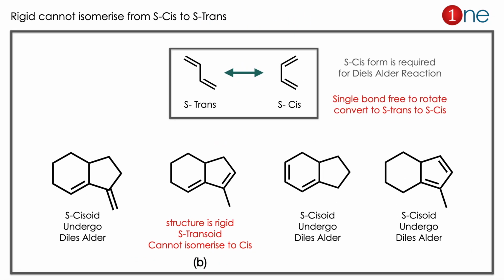Here, as we have seen, the important fact is the s-cis form. So the diene which has the s-cis form can undergo Diels-Alder. The B one doesn't have the s-cis form, and since the ring is rigid, it cannot isomerize to cis. So only B is the compound which will not undergo the Diels-Alder reaction. So our answer is clearly B.